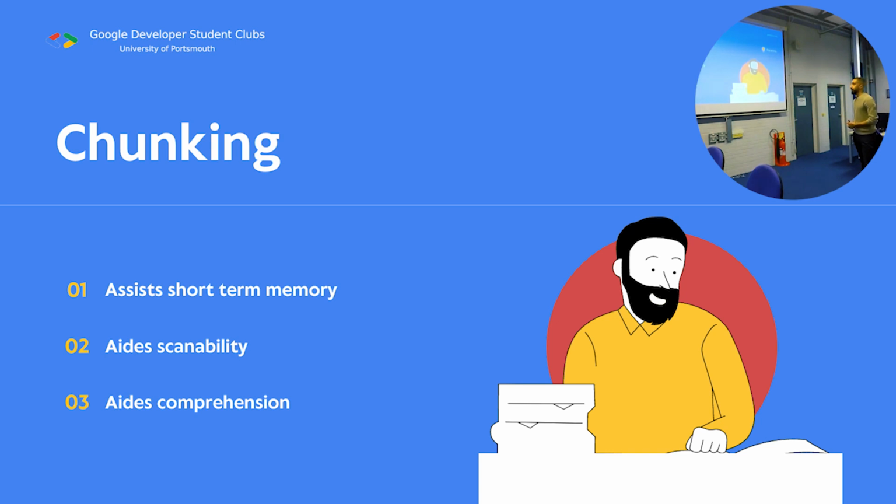Again, chunking assists short-term memory because we have so much going on in our mind, and if you had to figure out every single UI, every single time you go to a website, trust me, nobody likes that. You barely have, again, 20 or 30% of the attention span of the user, which also aids scalability and aids comprehension.